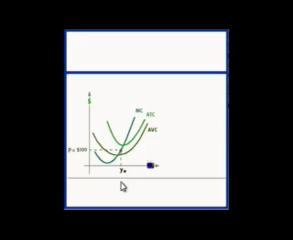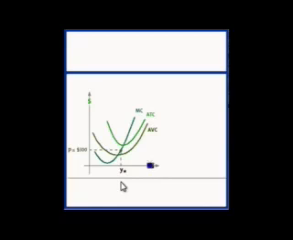Now, if we take this price over into the diagram for the individual firm, we see that in long-run equilibrium, the firm is making zero economic profit, and the firm is producing at the point of efficient scale. This is a long-run equilibrium.